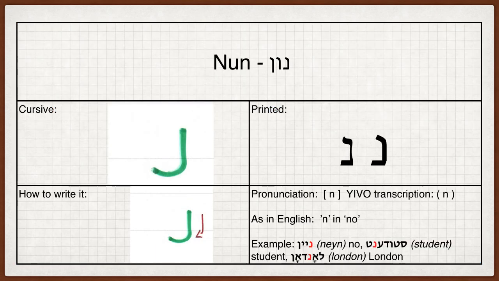Moving on to nun. Pronunciation is n, as in the English word no. Examples: nein, meaning no. Student, meaning student. London, meaning London.